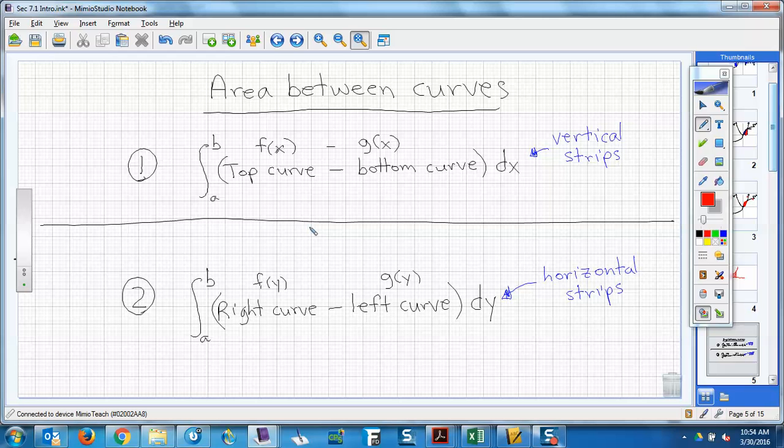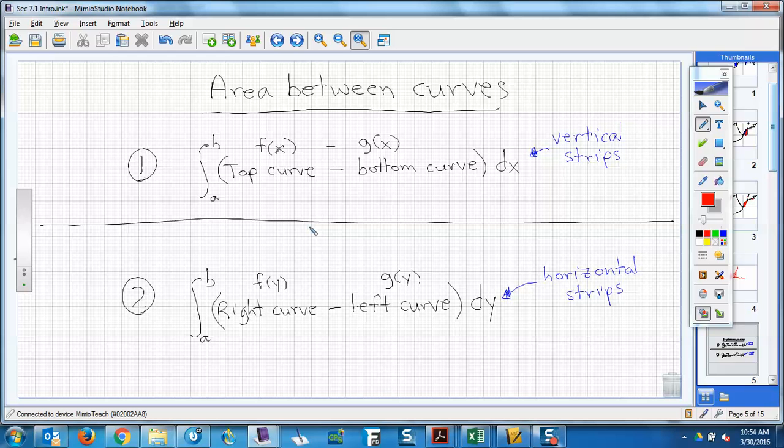And notice my function says f of y and g of y. Well, that is the x coordinate there. If we're doing it horizontally, if I want to know how long that strip is, I want to take the right x coordinate and subtract the left x coordinate. That's why it says right curve minus left curve, because I want it to be positive. The x coordinate on the right is bigger than the x coordinate on the left. Okay, I'm going to show you on a sketch pen.